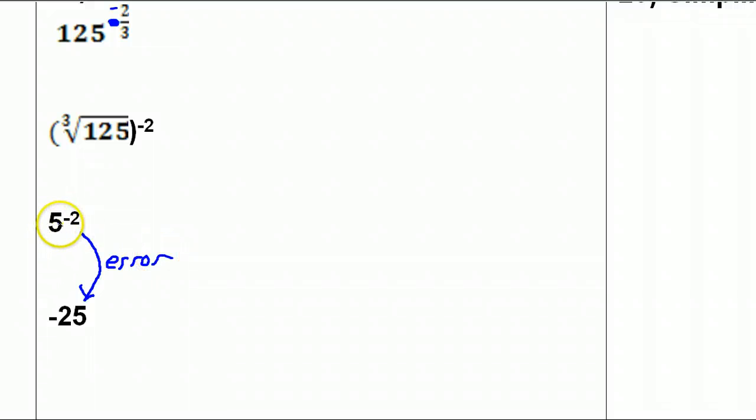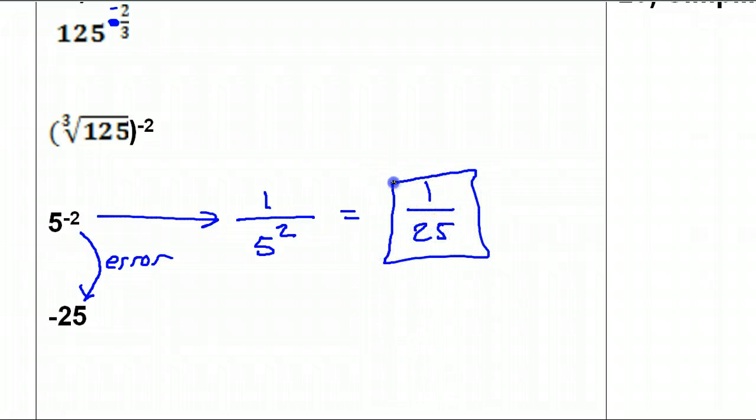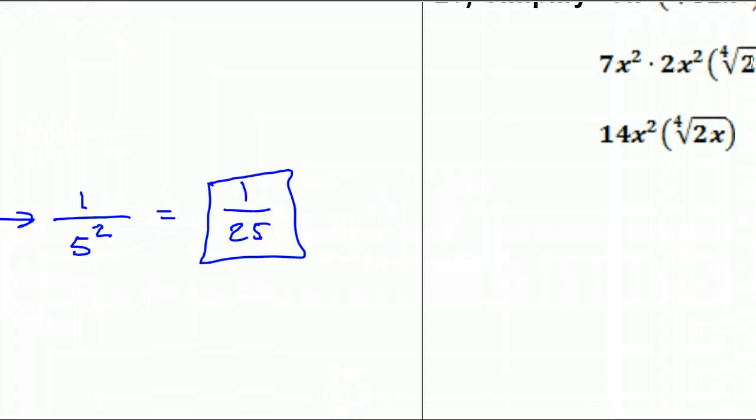If you take 5 to the negative 2 power, instead of getting negative 25, this negative 2 simply drops you down to the denominator. So it should be 1 over 5 squared, which equals 1 over 25. That should be your correct answer, 1 over 25, not negative 25. So that was it for that one.